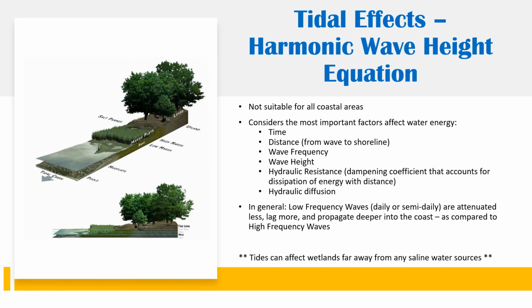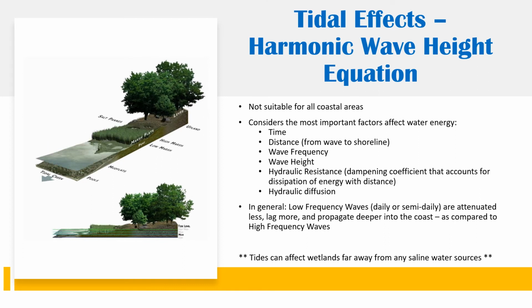The module went over how to calculate the harmonic wave height with certain equations. Keep in mind that it's not suitable for all coastal areas, but it considers the most important factors that affect water energy in a tidal system, that being time, distance from the wave to the shoreline, the wave frequency, the wave height, the hydraulic resistance, where there is a dampening coefficient that accounts for the dissipation of energy as it moves across the landscape, and then the hydraulic diffusion.